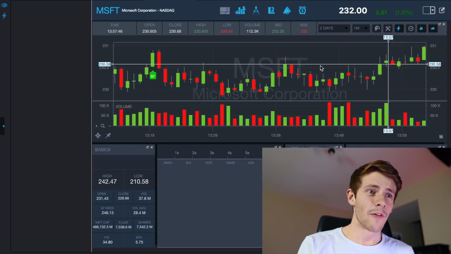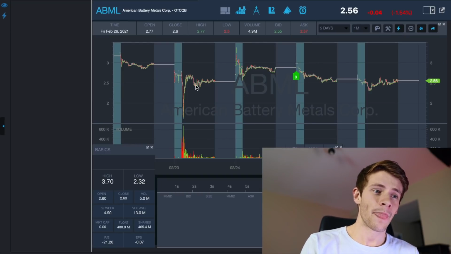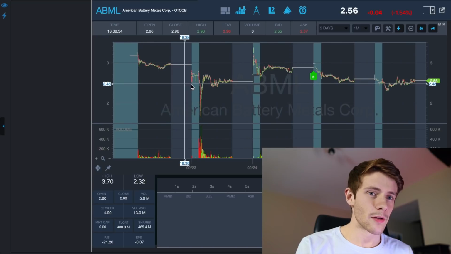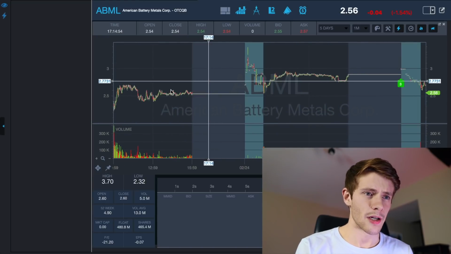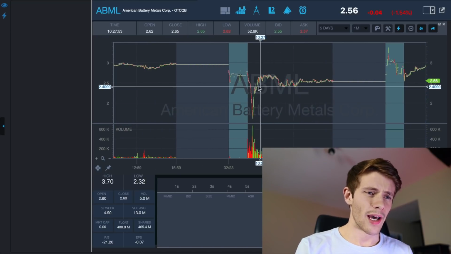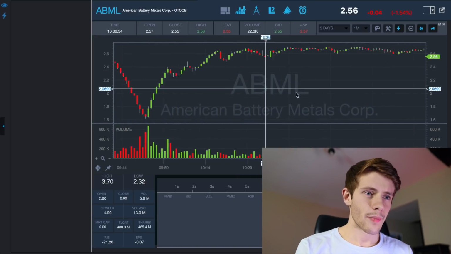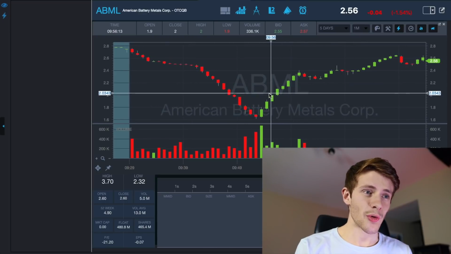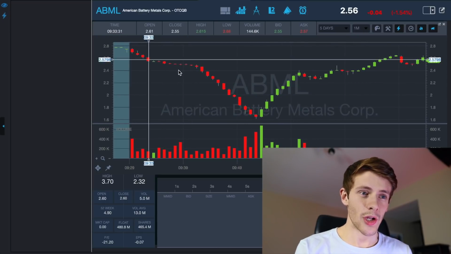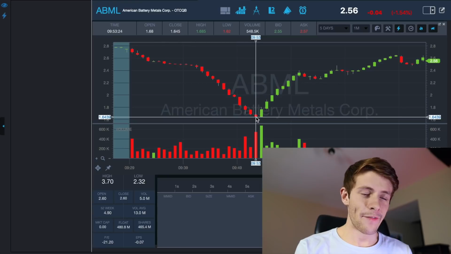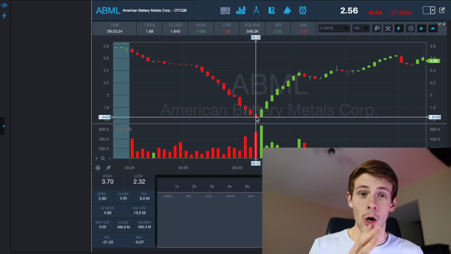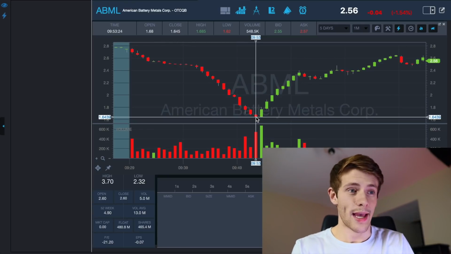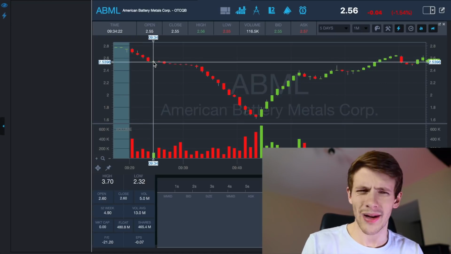That's what choppy is. Versus if I go to this OTC stock, look how many consecutive candles you get in a row. And I'm going to explain what candles are in a second for those of you who don't know. But just look at this price action, guys. You can see here, it goes straight down from the open at 9:30 all the way to 9:53. So for 23 minutes, it does not go up at all. It's literally just straight down. And I guess it goes up a tiny bit there, but I'm not counting that.